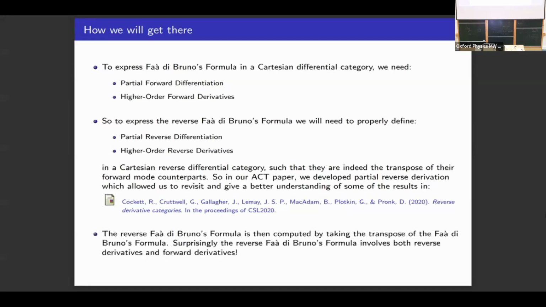And so just jumping ahead to the end of the proof, the reverse Faà di Bruno formula is essentially computed as the transpose of the Faà di Bruno formula. So you're applying that transpose operator that you get when reverse equals forward plus transpose. And there you go, there's my talk, I'm done. But now I'll go into details.